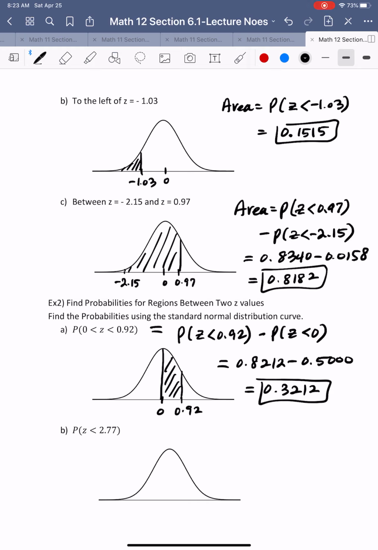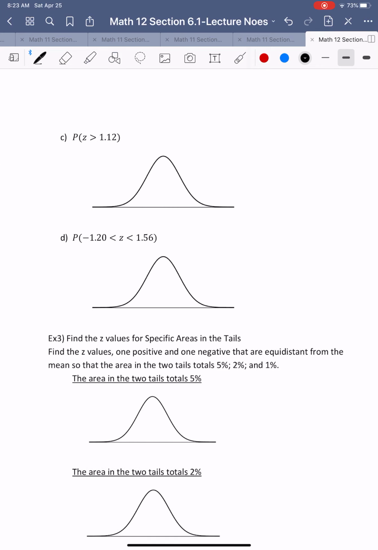Probability z is less than 2.77. So this is the right, the middle is 0 and then about 2.77, and you're looking for the area less than 2.77, which means if you look at table E, it's going to be 0.9972.